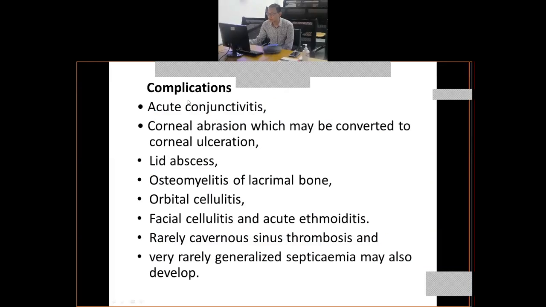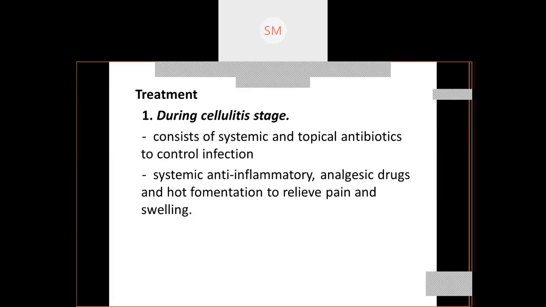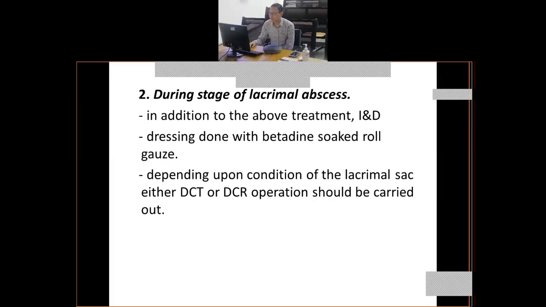Now complications: acute conjunctivitis, corneal abrasion, lid abscess, osteomyelitis, orbital cellulitis, facial cellulitis. Then treatment during the cellulitis stage consists of systemic antibiotic, topical antibiotic to control infection, then systemic anti-inflammatory analgesic drugs, and you can advise hot fomentation.